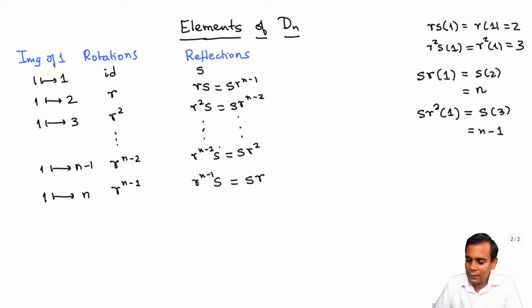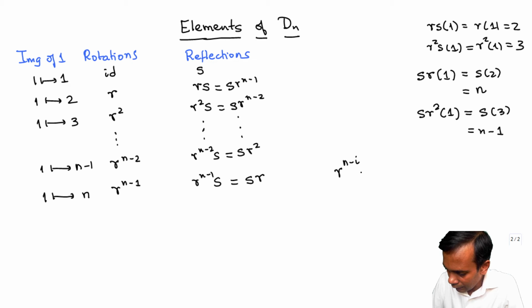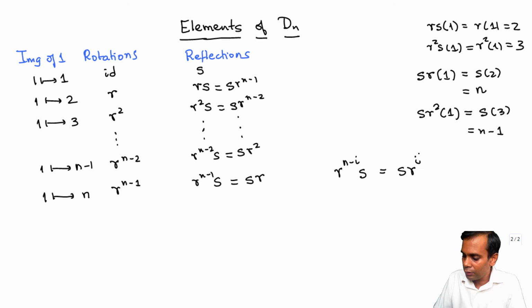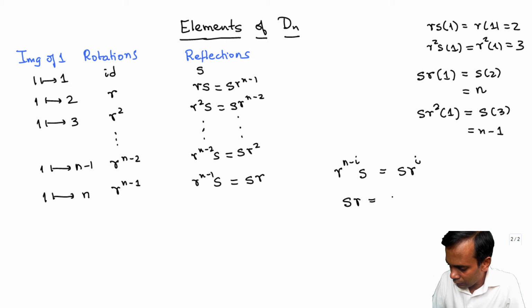Okay, so these elements can be written in two different ways in terms of R and S, if you like, depending on whether you want to apply R first or you want to apply S first. So what we have here is a relation in the group, which is R to the power n minus I S is S R to the power I. Or if you put I equals 1, then you're just saying that S R is equal to R to the n minus 1 times S.